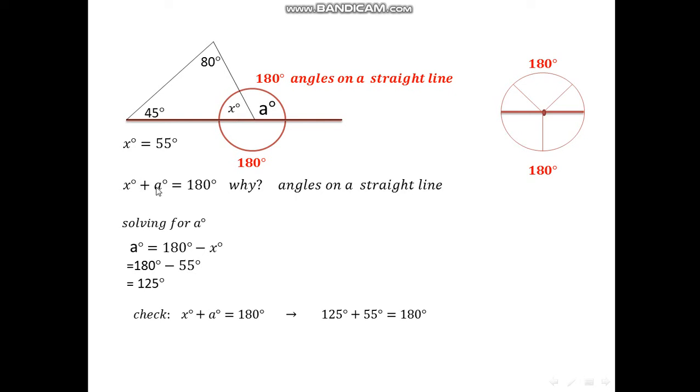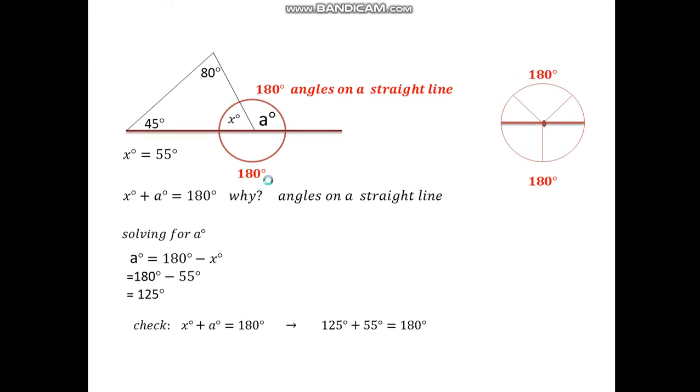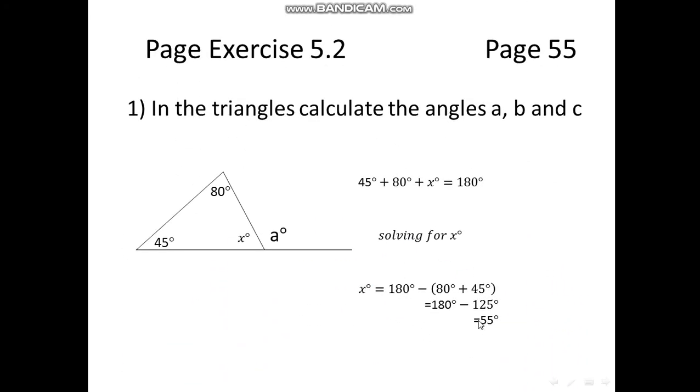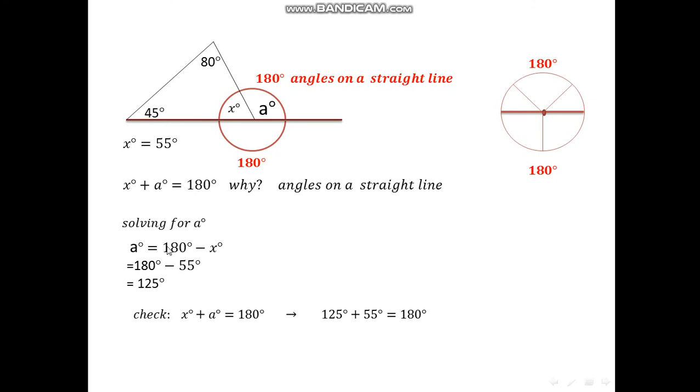So solving for A again, because A is the variable which I want to determine. But I know X. We did find X equal 55. So we have X here, 55. So the total value of this half circle is 180 minus the value that we know already, which is X, which is 55. This will give me the value of 125 for A. A is 125. Where is it here?